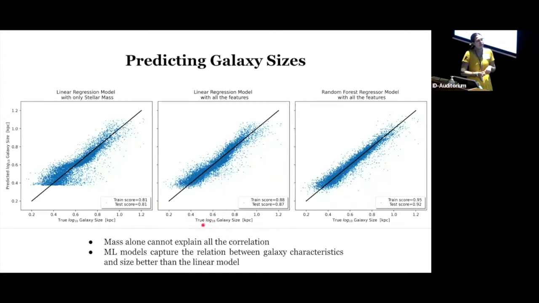And we see that this kind of model is better. When we use all the features, we do a better job. However, if we use a machine learning model, this becomes even better. So a machine learning model can help us really to capture better the relation between galaxy characteristics and size.